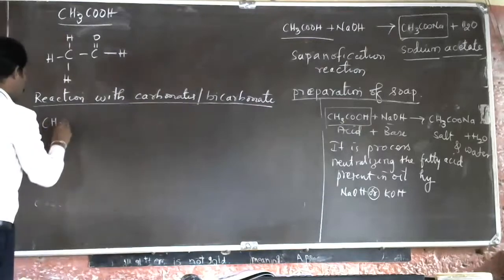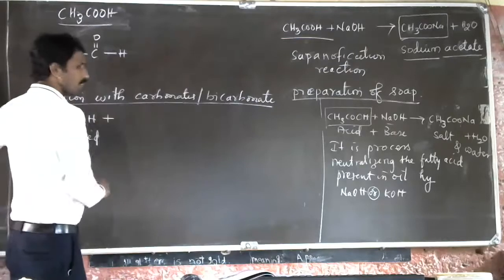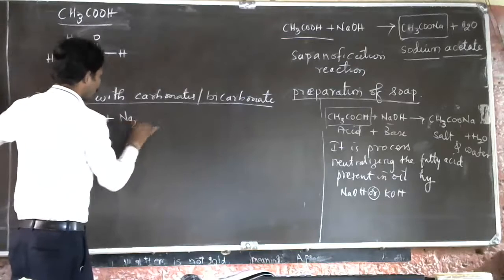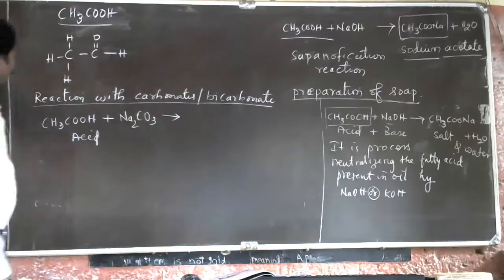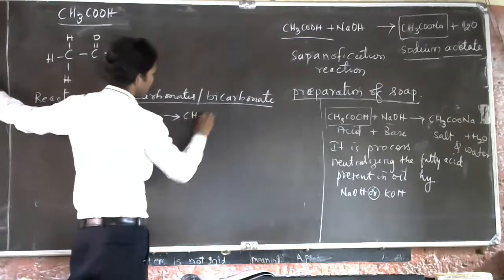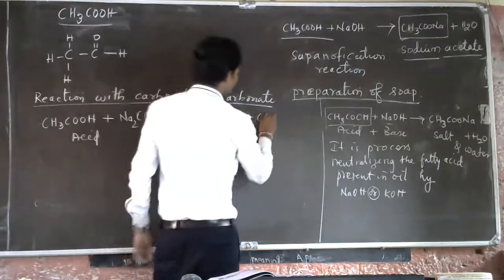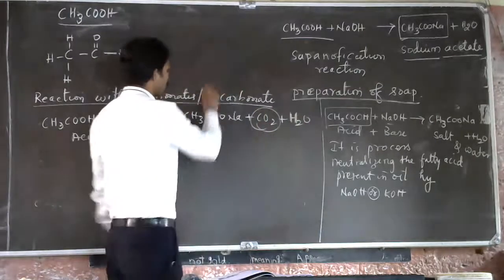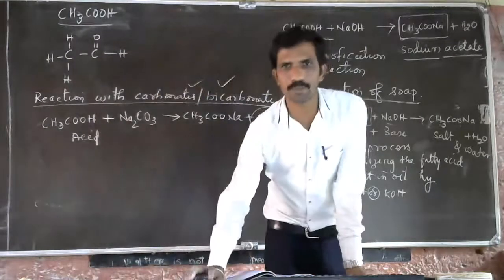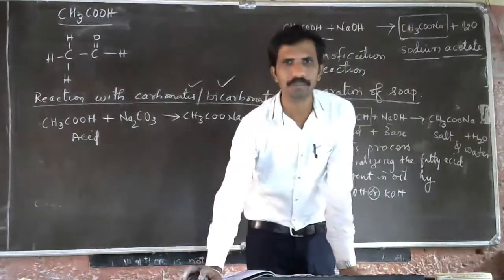So CH3COOH is an acid, a mild organic acid. What if it reacts with carbonate? We'll take sodium carbonate. Here this reaction happens: CH3COONa is produced, plus we get carbon dioxide plus water. When carbonates and bicarbonates are there, the products usually have carbon dioxide. How will you prove that? How will you confirm the gas is carbon dioxide?